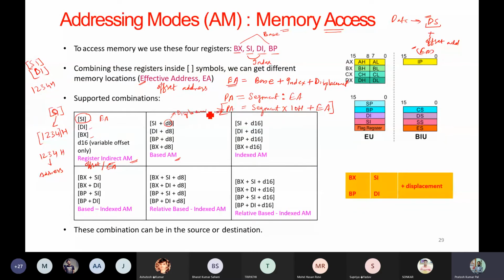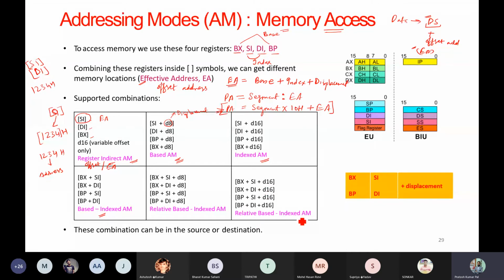Okay, if we are using this with 16-bit data, it will be considered as index addressing. Here, in based index, we are using a base register along with an index register. So this is based index addressing. Next, when we use base index plus a displacement, that is called relative based index. Again, we are using 16-bit data in relative based index. So there are different combinations, and these different combinations will be in the form like this.